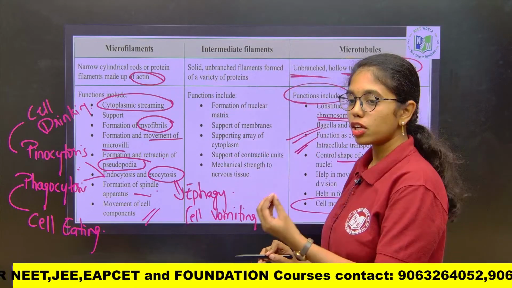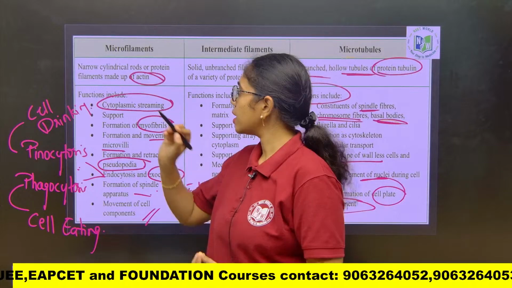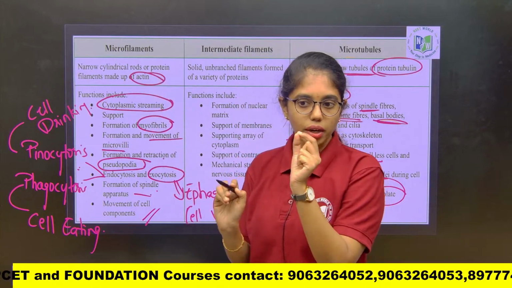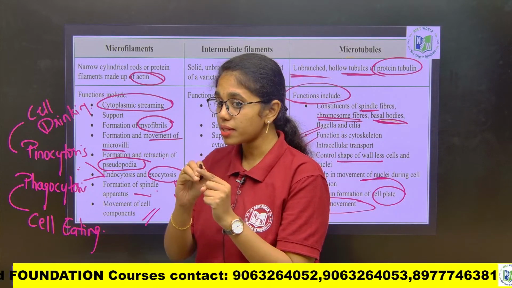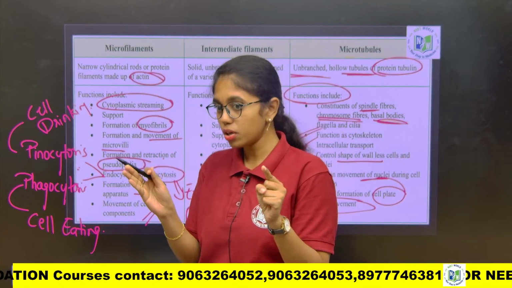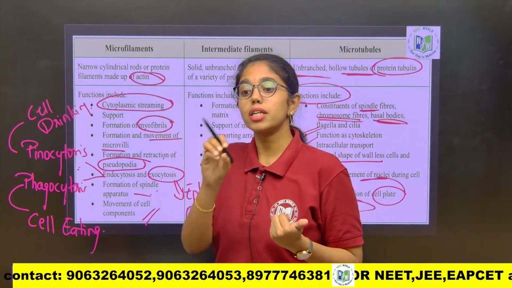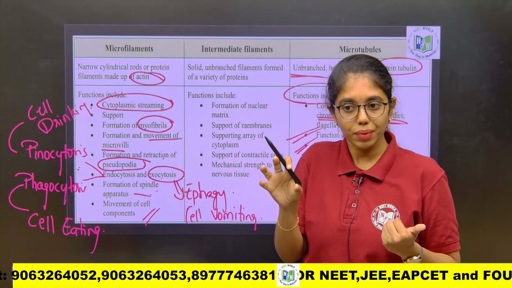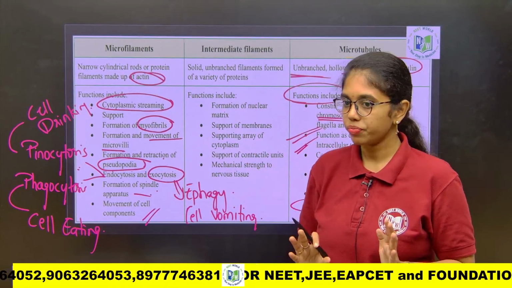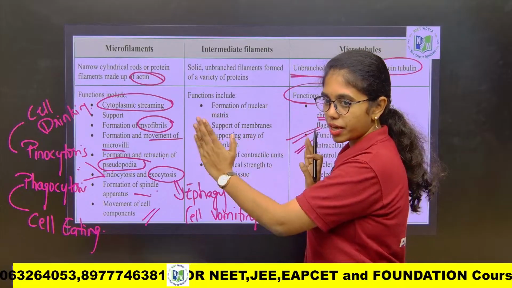Next, movement of cell components. Cell components moving inside the cell is for microfilaments. One solid thing, keep it in your mind: for intracellular and intercellular transport, microtubules are helpful. Microfilaments, strictly, are for cytoplasmic streaming and intracellular targets only. Clear, right, beta, with microtubules and microfilaments?